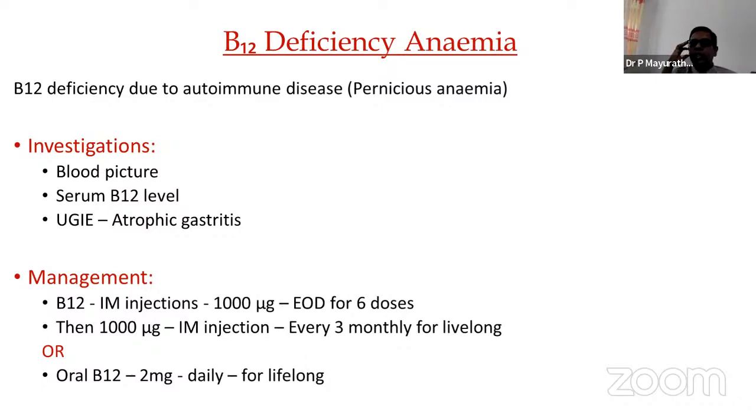Generally, all over Sri Lanka, we have B12 injections. You can give IM injections, about 1,000 every other day for 6 doses. Then we go for every 3 months for lifelong, because in this case it is an autoimmune disease and it will persist throughout life. So they might need regular B12 injections every 3 months after the first 6 doses.